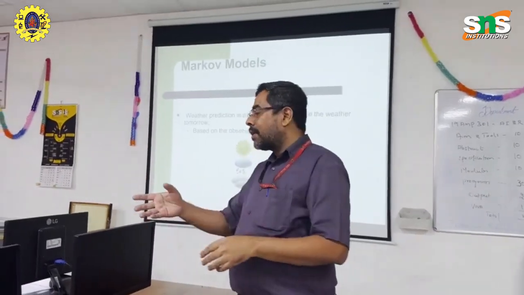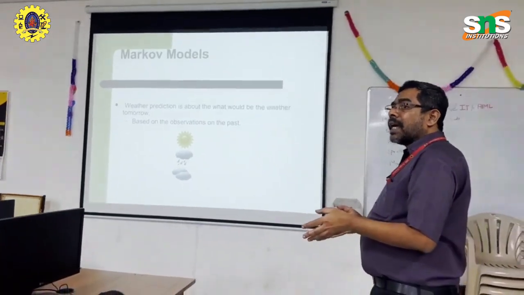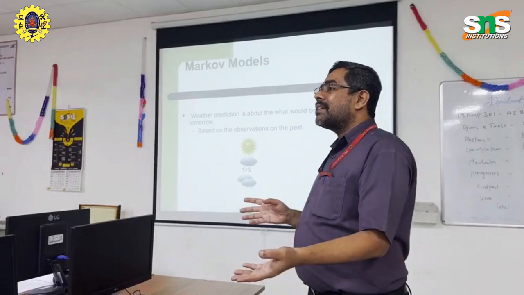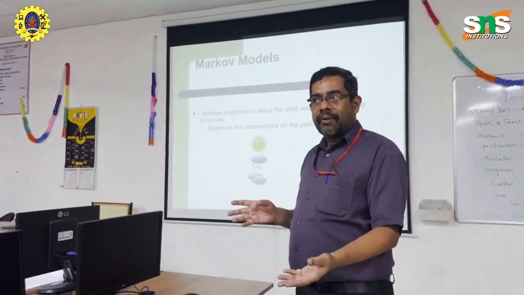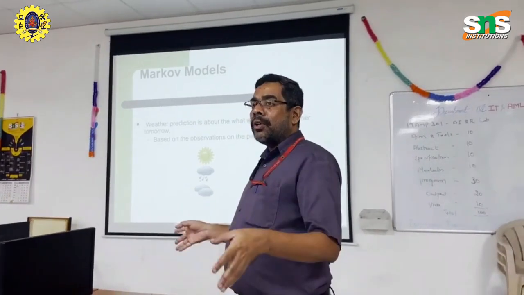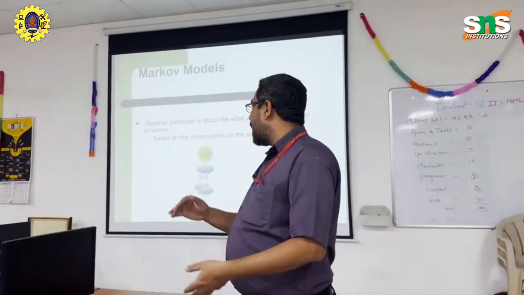Is it clear? Okay, so now we have to see these things. In past observations, I can say there may be chances of sunny, cloudy, rainy, or snow. But in our geolocation, we do not have snow. Then we have to take out these three parameters.